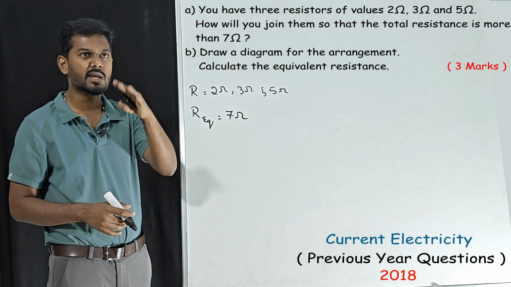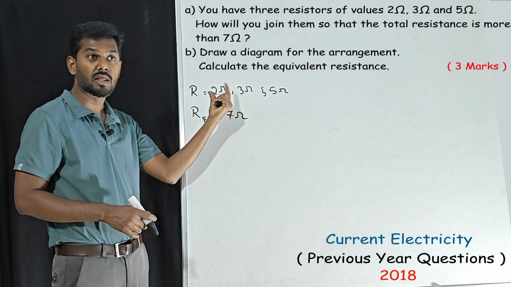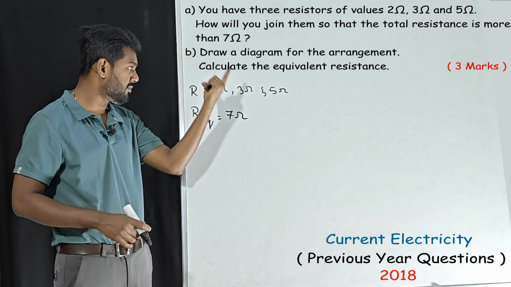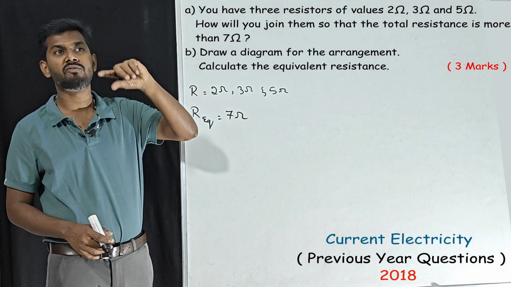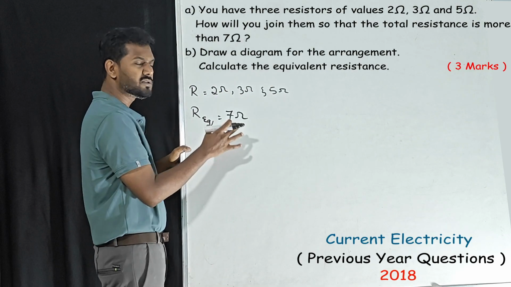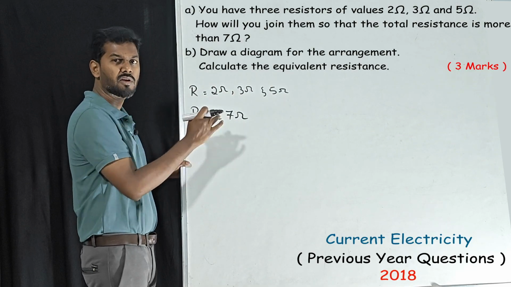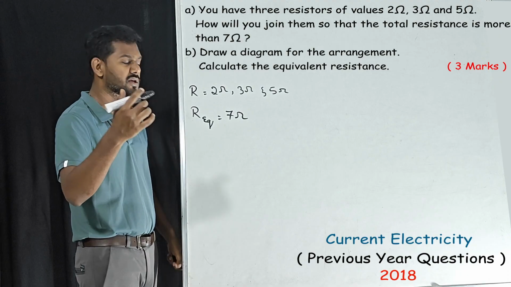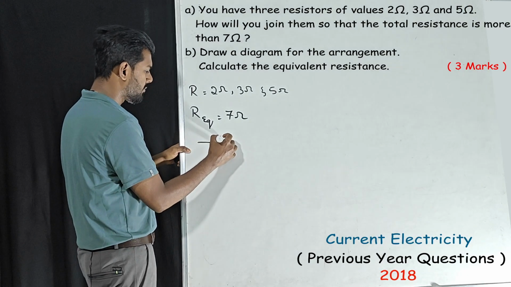Then, assuming the same question, first we'll solve this question, then we'll see how, using the same values, different questions can be asked. So we got to know we need to add them, because when we add them in series it will be more than 7.